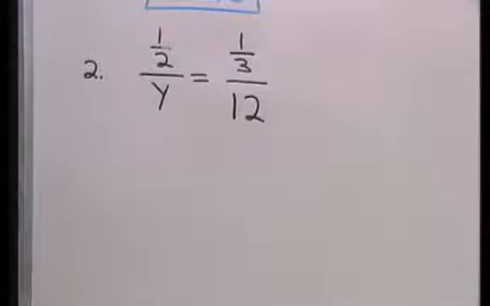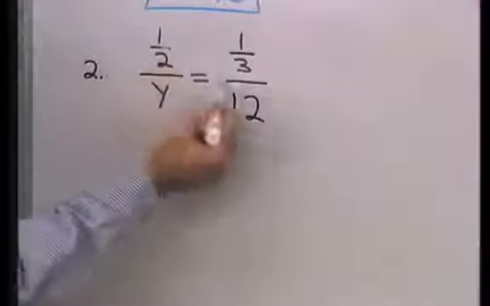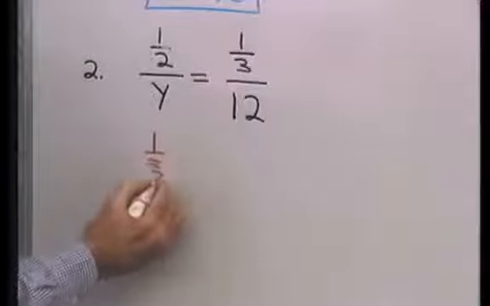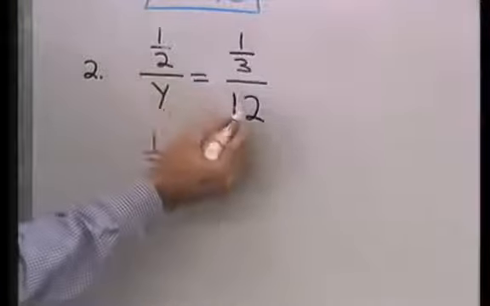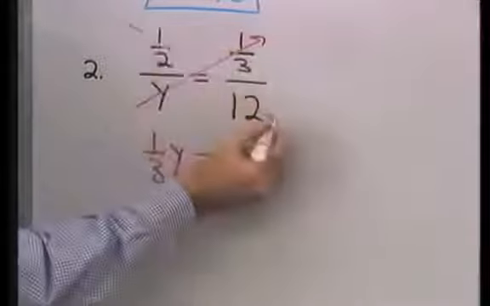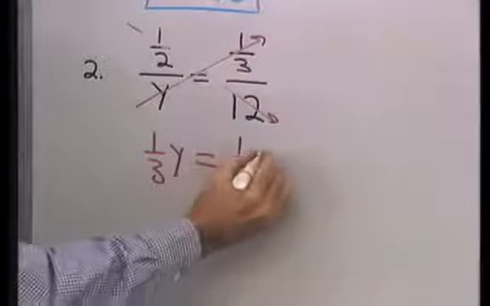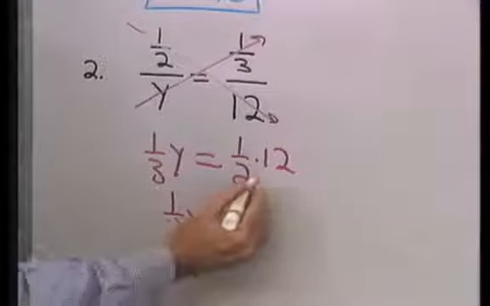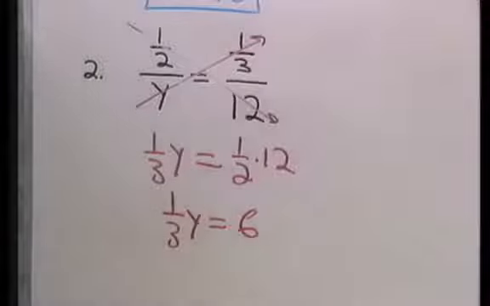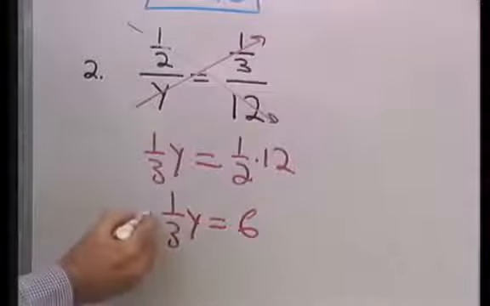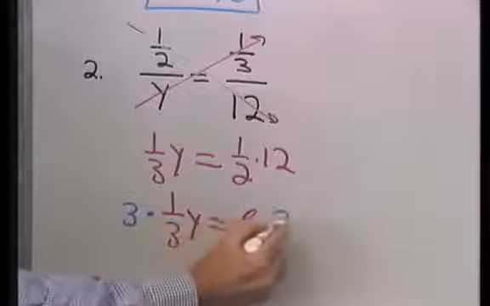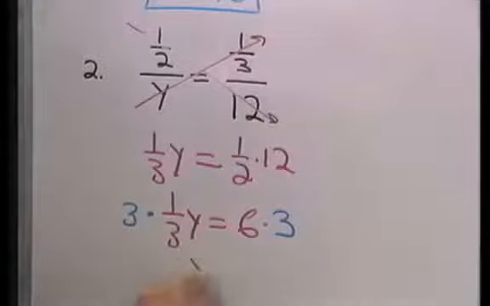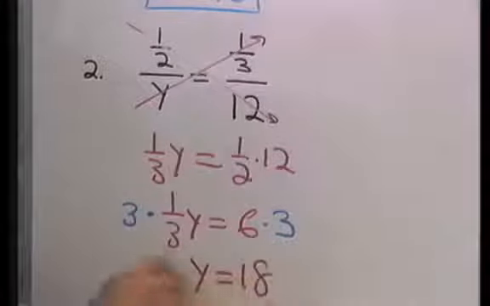1/2 over y is equal to 1/3 over 12. Again, the product of the extremes is equal to the product of the means. So y times 1/3, which is 1/3 y, must be equal to 1/2 times 12. So that product is equal to that product. So 1/2 times 12, I end up with 1/3 y is equal to 1/2 times 12 is 6. And you can see that if I use my multiplication property right here and multiply both sides by 3, then I'll end up with 3 times 1/3, which is 1, times y, which is y, equal to 18.